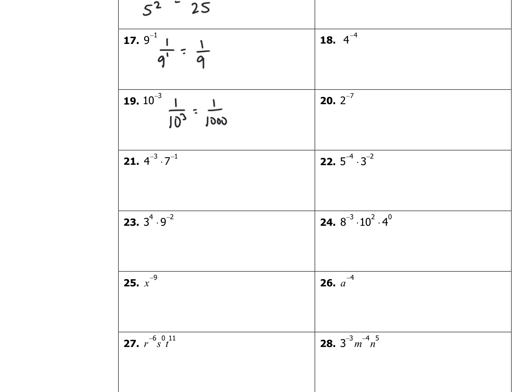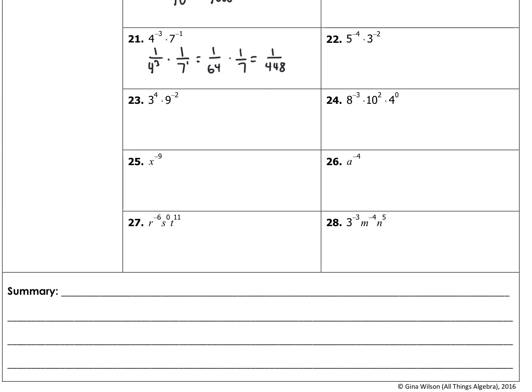4 to the negative 3, this would become 1 over 4 to the third times 1 over 7 to the first, which would be 1 over 64 times 1/7, because 4 to the third is 64. We would multiply across, and this would end up as 1 over 448.